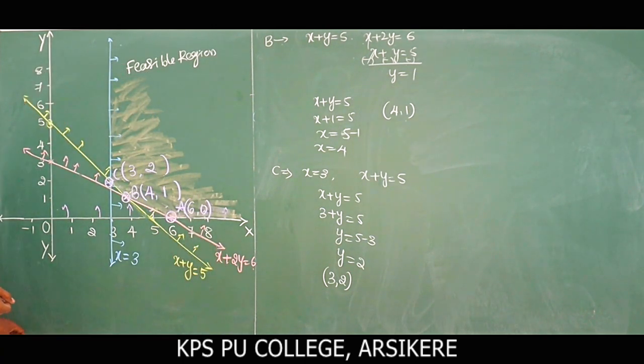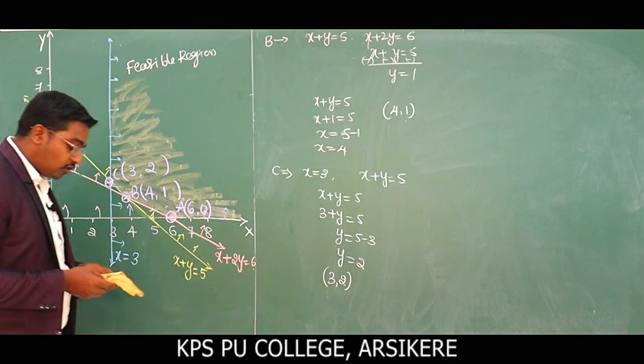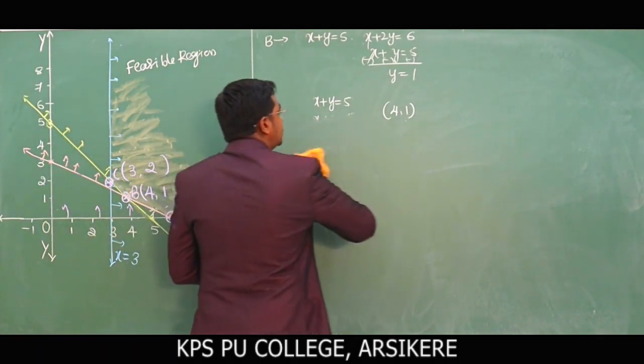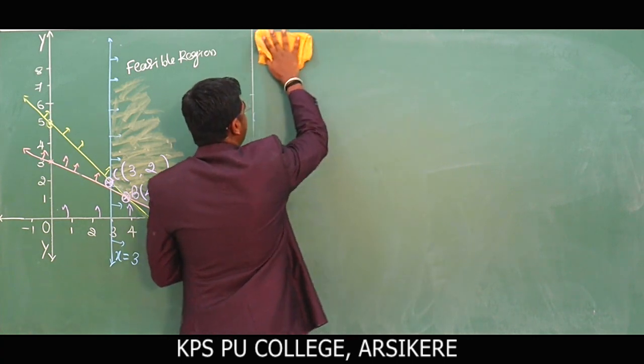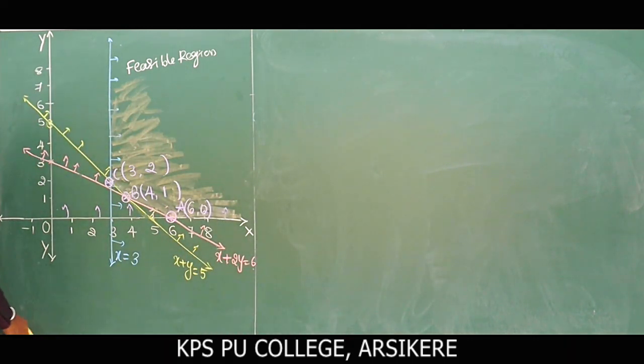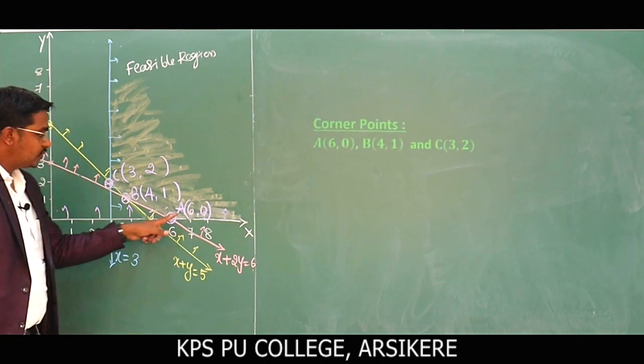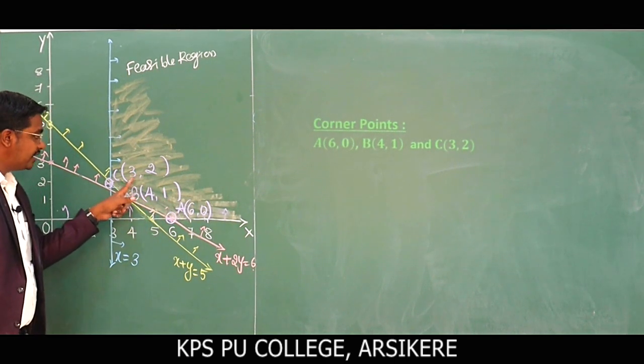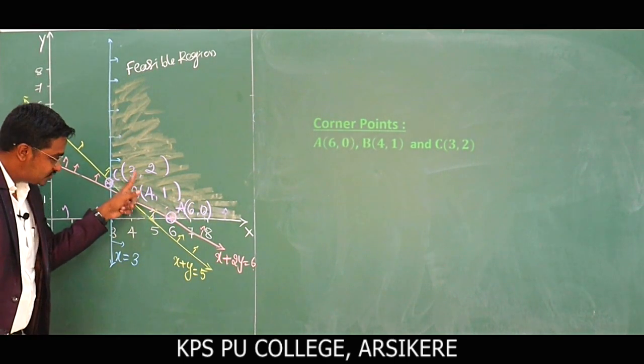Now find the value of the objective function at each corner point. Next slide please. So what are the corner points here? A of 6, 0, B of 4, 1 and C of 3, 2. Is it clear? So there are 3 corner points.